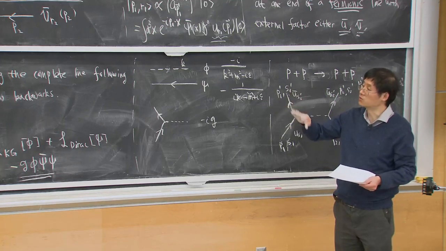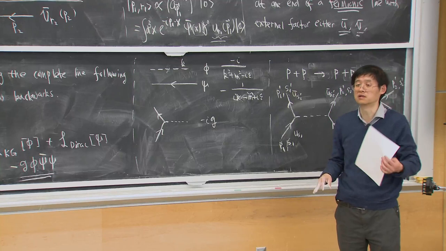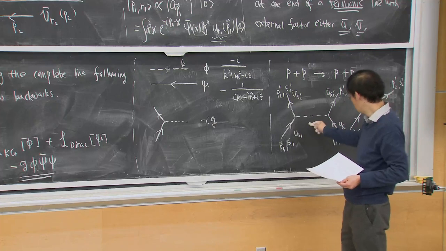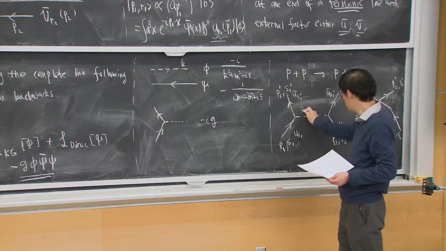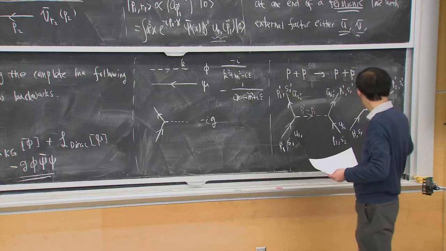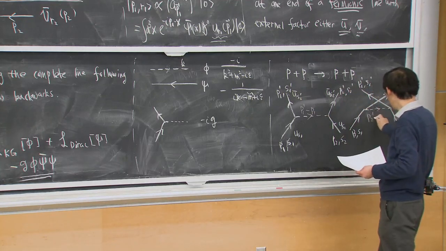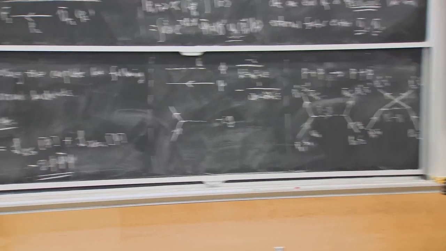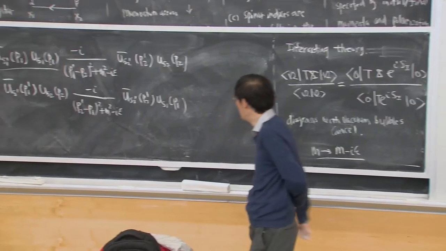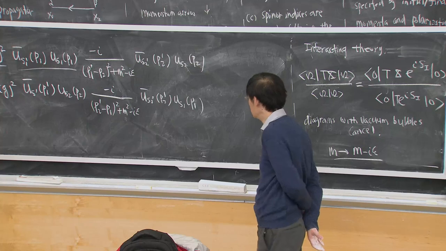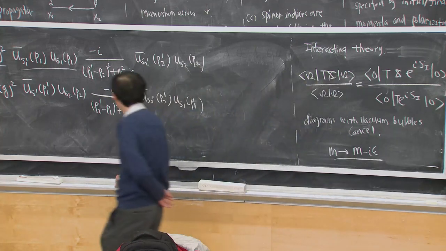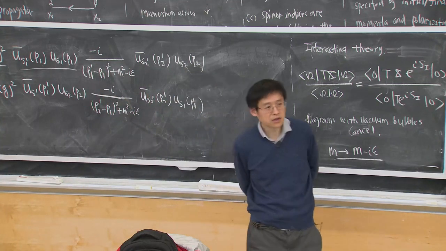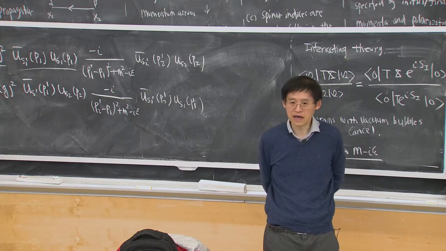Oh yeah, of course, but we never write them down explicitly. You always assume momentum conservation. So for this diagram, if I draw the momentum here, it will be P2 prime minus P1. So this momentum will be P2 prime minus P1. Minus P1, that's right. Good? So just like that.